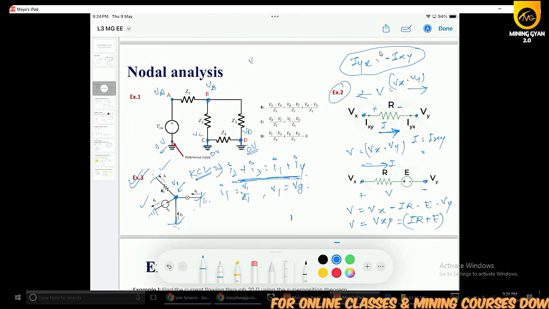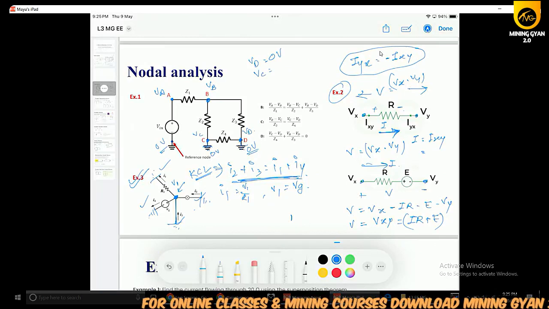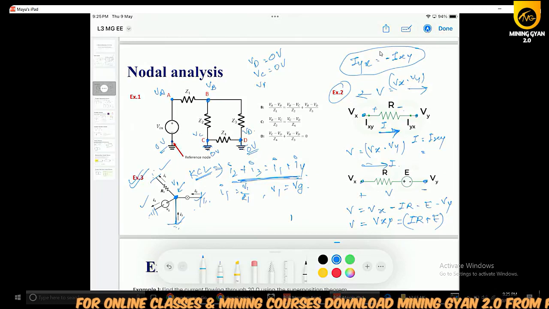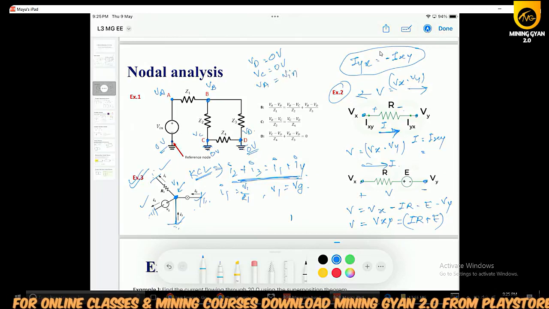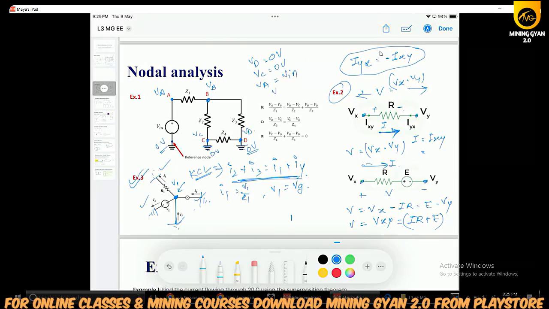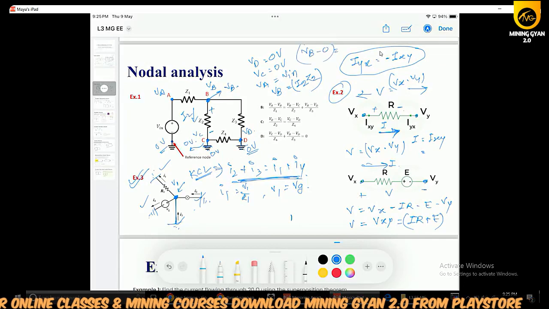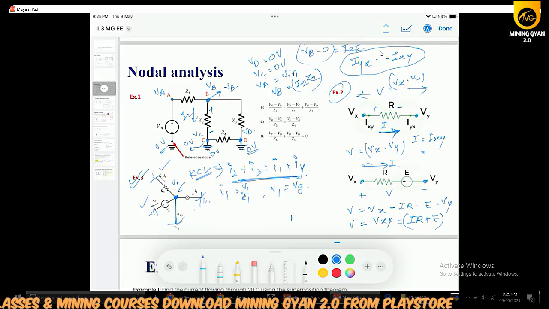Vd will be at 0 volts, Vc will be at 0 volts, Va will be at V in, and Vb will be, let us say this current value is I2. So Vb will be I2 into Z2, because there will be a potential drop. This is at 0 volts and this is at Vb. So total Vb minus 0 equals I2 into Z2.